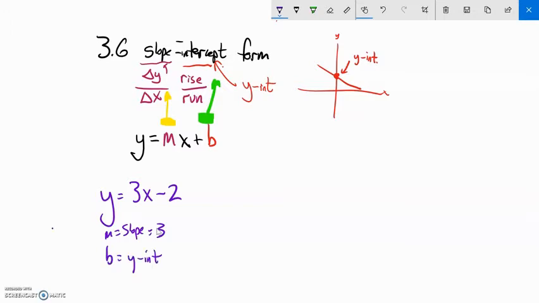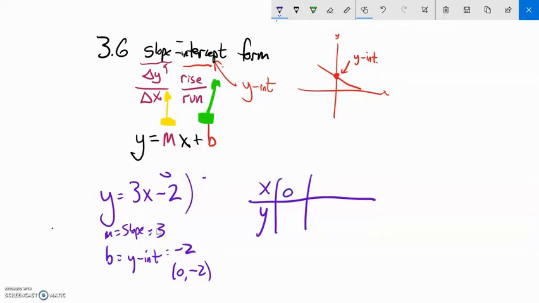in this case, we can describe it two ways. We can say it's negative 2. We can also say it's the point 0, negative 2. Now, let me talk about what that means. Let's make a little sense out of this. You don't have to do this to solve these problems, but if I was to make a table for this equation, 0, 1, 2, 3, like this, and just plug in values.